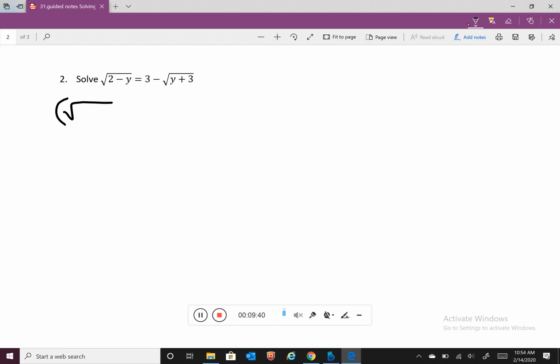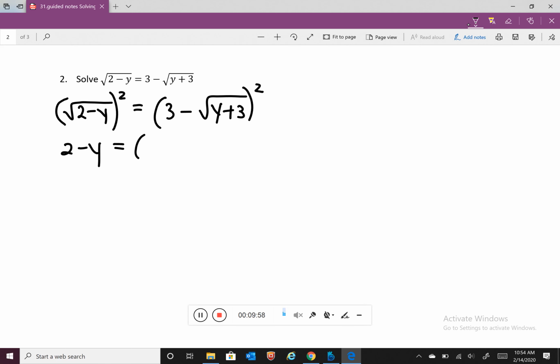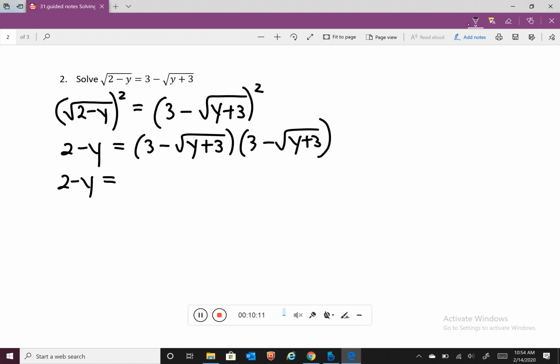So this is the square root of 2 minus y squared equals 3 minus the square root of y plus 3 squared. So the square root of 2 minus y squared is 2 minus y. And then we need to expand this by recognizing that the power of 2 means that our base is a factor in multiplication twice. So 2 minus y remains, and now we're going to distribute.